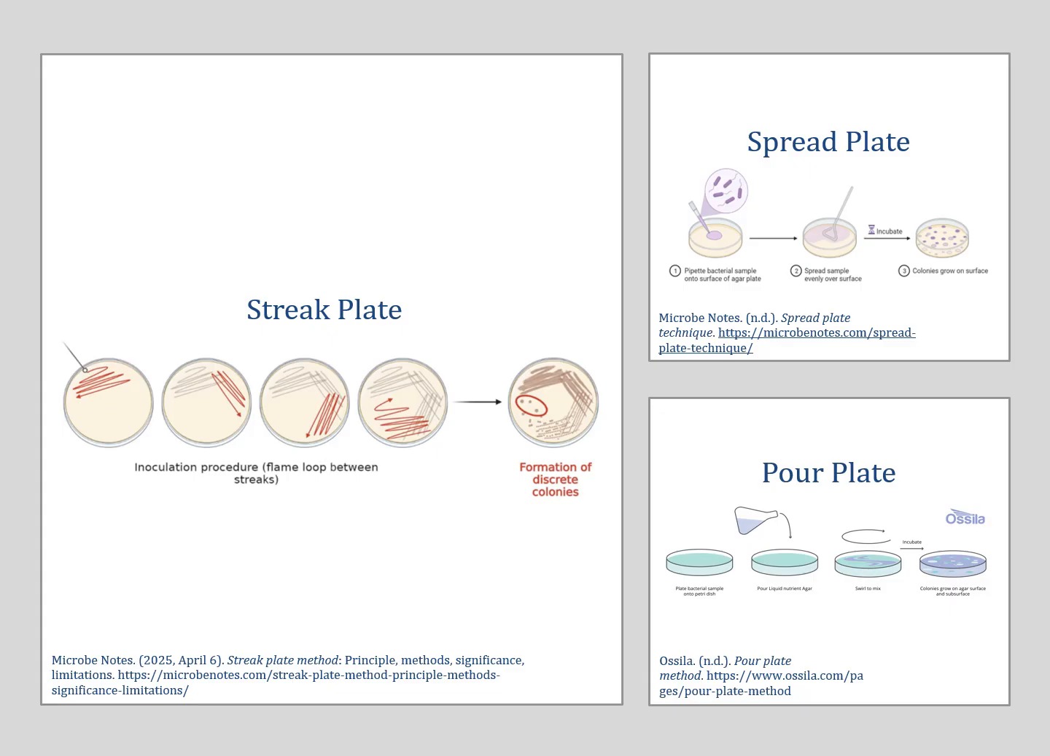When colonies grow on the pour plate, they grow inside or within the agar in layers usually, and then when it's on the spread plate, it grows on top. And it should be isolated. They should always be isolated colonies for the spread plate and the pour plate.